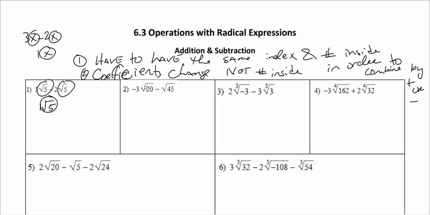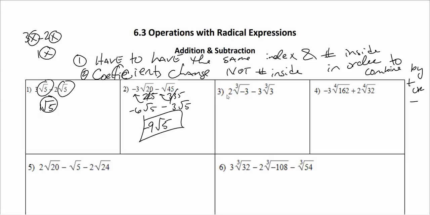Now, what happens if I don't have the same number inside, but my indexes are still the same? Well, this 20, I've got to break it up. Remember, this is 2, 2, and 5, and this one here is 3, 3, and 5. So that 2 pops, that 2 crosses, so that becomes negative 6 root 5. And this one here, the 3 pops, this 3 cancels, minus 3 root 5. Now, guess what? I have the same 5s, and my indexes are still the same. So now this becomes a negative 9 root 5. All right, there you go.